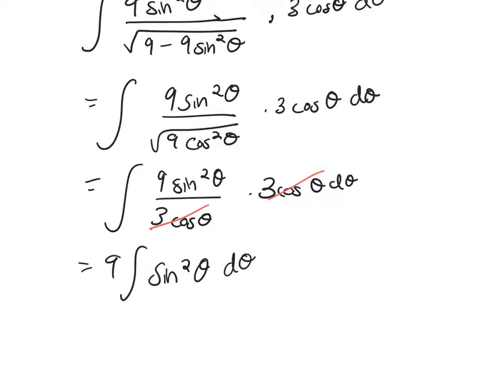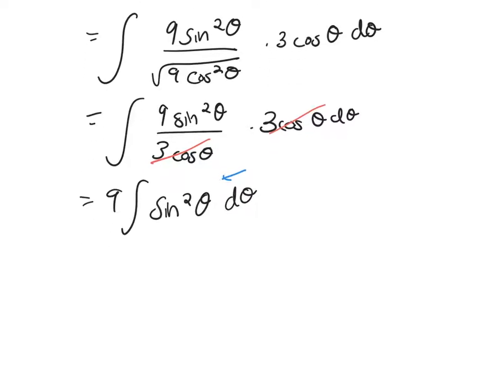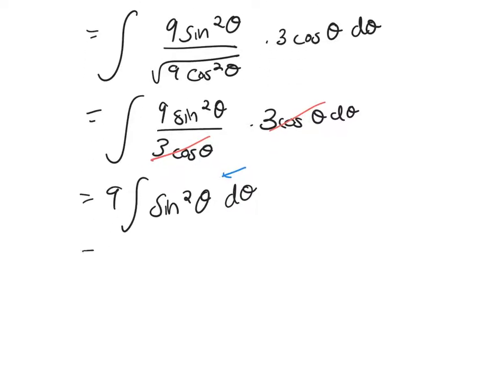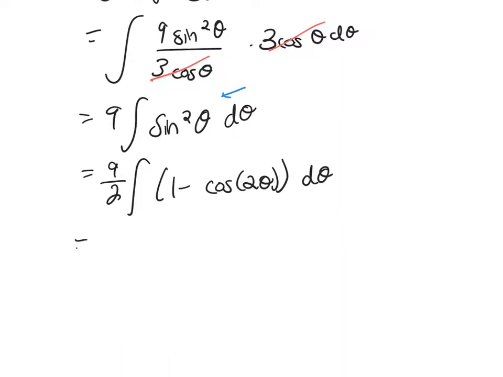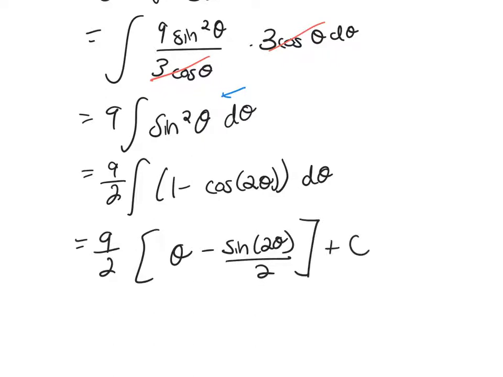And now look at your power on sine. It is even, so that means we need to rely on our double angle formulas. You would get a 1/2, so I'll just go ahead and pull that out, 1 minus cosine of 2 theta. So then we can compute the integral: 9/2 times theta minus sine of 2 theta over 2, plus c.